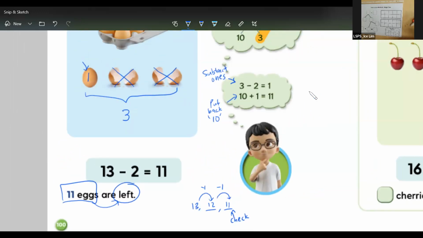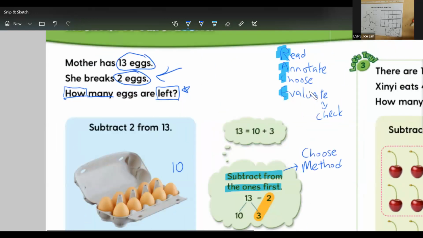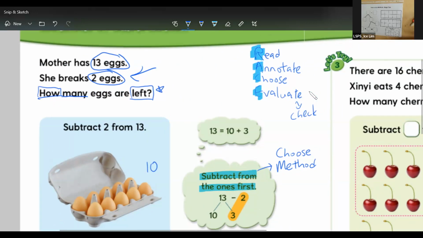Okay, I go one more time. The story has mother having 13 eggs. She breaks 2 eggs. Now, after I read the story, I circle my important words and start.